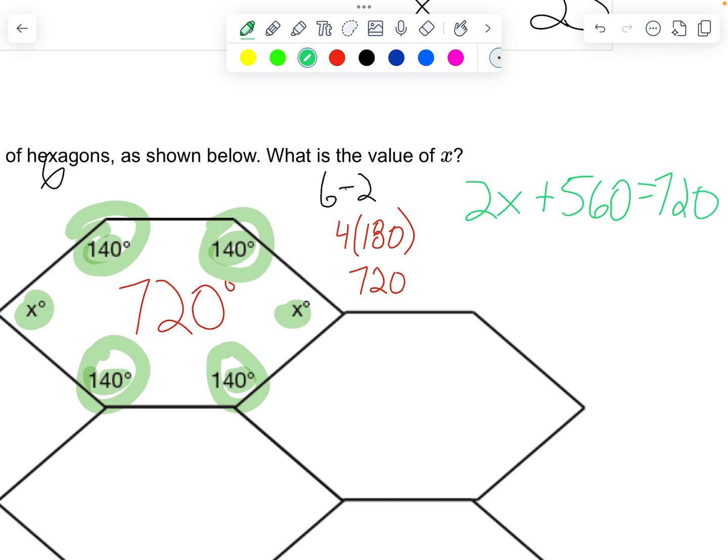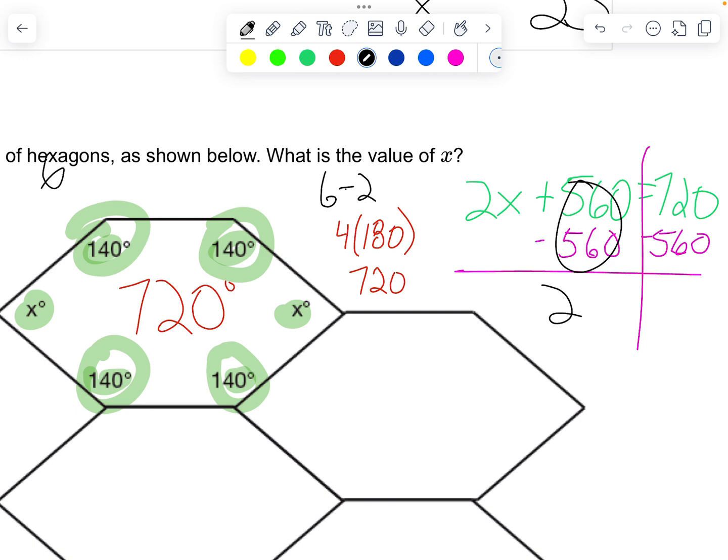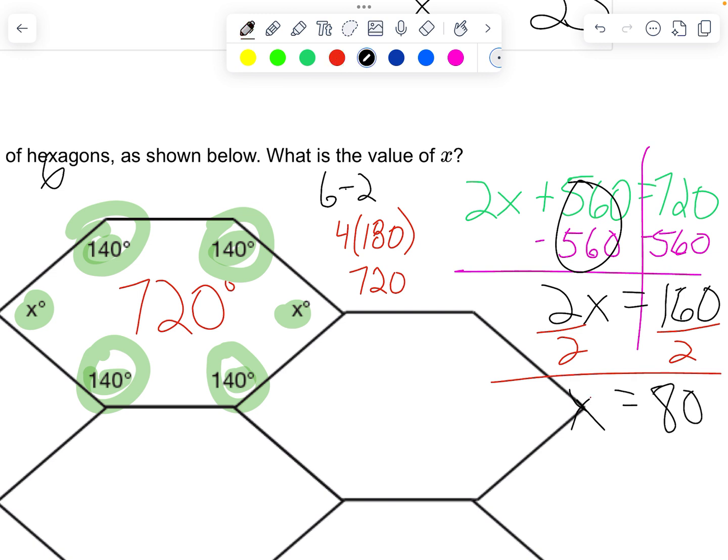All right, so let's solve for x. Here we go. I'm going to subtract 560 and subtract 560. This gives me 0, and I get 2x equals 720 minus 560. What do you get? 160. I used my calculator just like you can. Divide by 2 and divide by 2. Cut 160 in half, that should give you 80. So x equals 80 degrees, and that should be your answer.